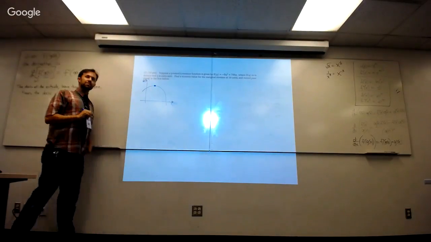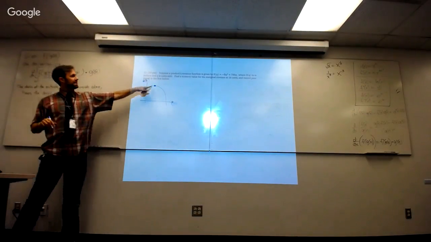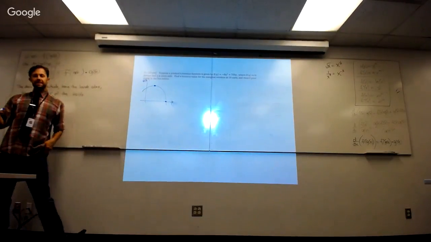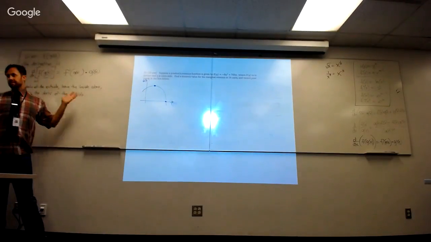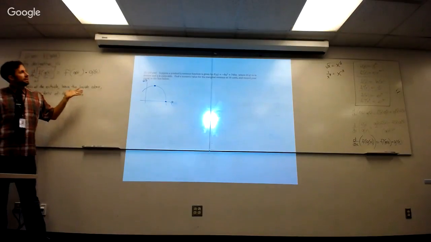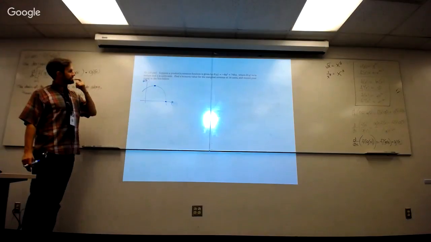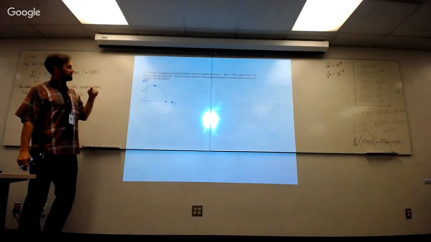We've got an upside down parabola. It has a maximum value. That's a flat spot. It has an x-intercept. We could type it into Desmos if you wanted to look at it. But it's going to be an upside down parabola that looks like that. So find a numeric value for the marginal revenue at 16 units and record your result in the box below. Okay, marginal revenue.